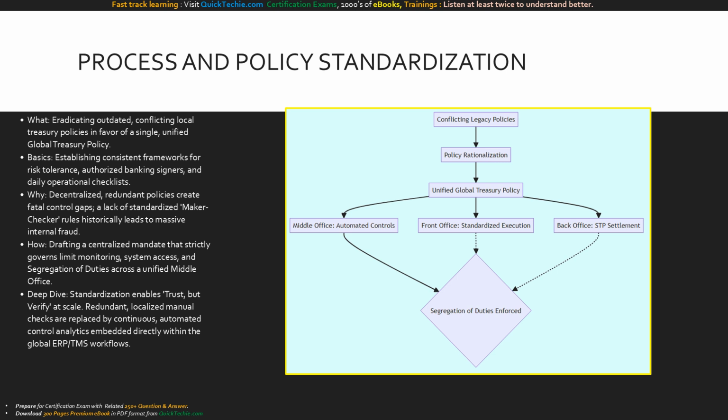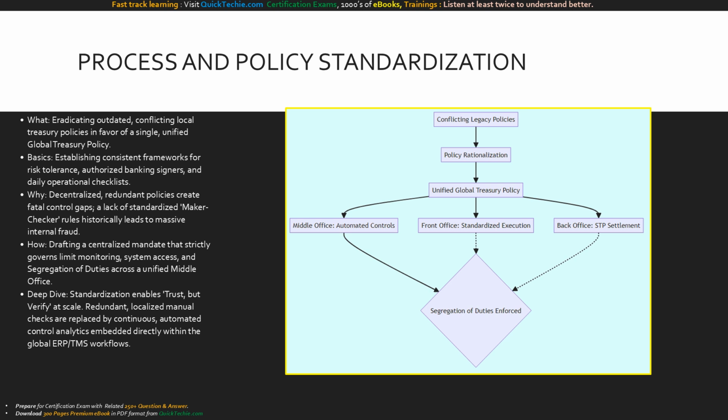This structural diagram maps the governance cleanup. We begin at the top with conflicting legacy policies, the messy reality of a decentralized firm. We push these through the policy rationalization process to forge a unified global treasury policy. Notice how this master policy cascades down into our 3 operational pillars.